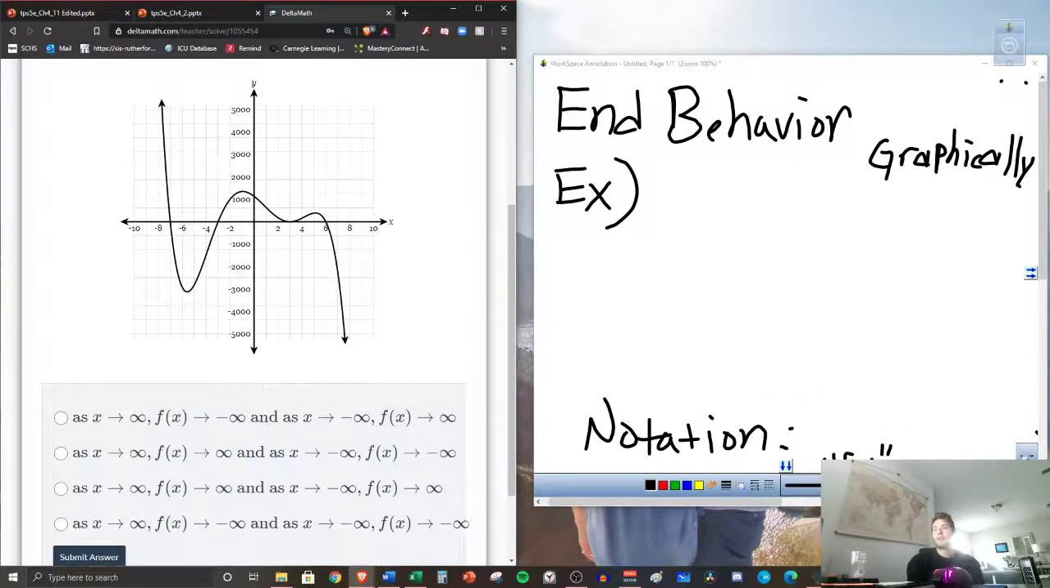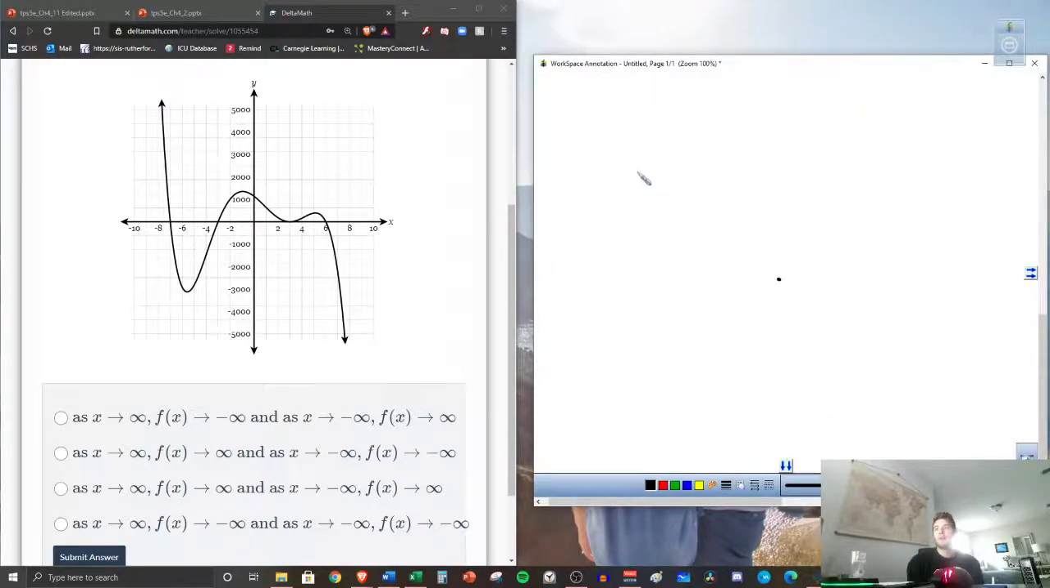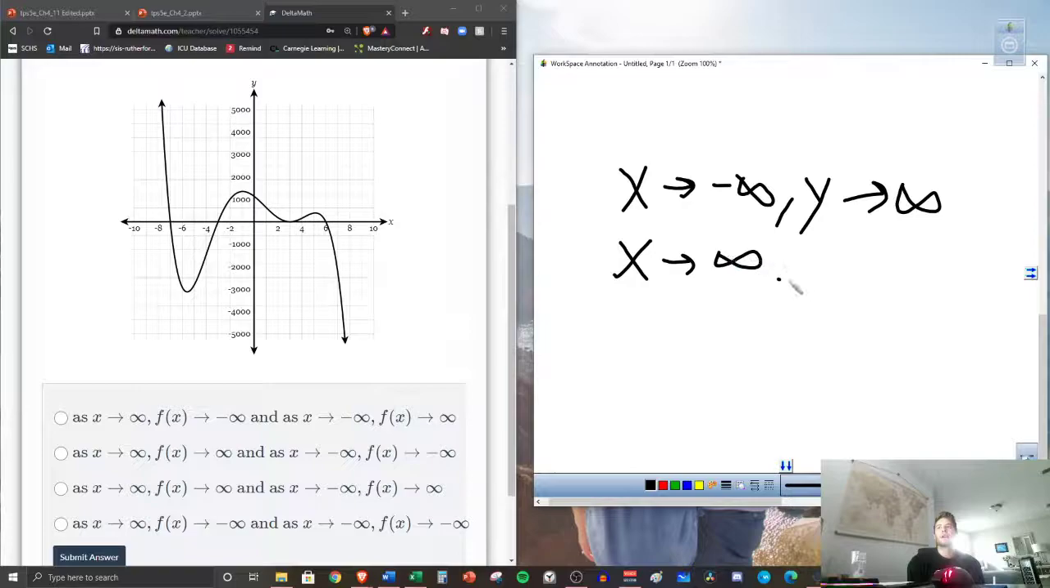So I look to the left. Let me go down. It's always going to be in this form. This is to the left. What's it doing on the left side? So I'm here in the center, look to the left. Oh, it's going up. Okay. So then when I look at that, that means I'm going to put infinity for y. Okay, then I'll put the next one. This is to the right. What's it doing on the right side? Well, it's going down. So that is to negative infinity.